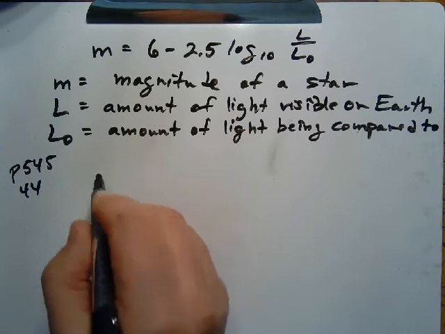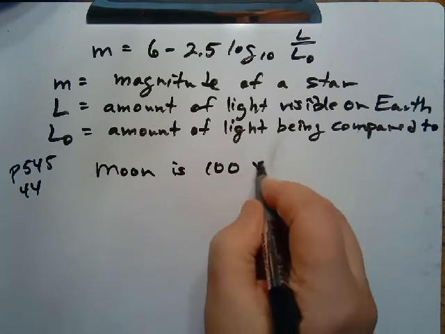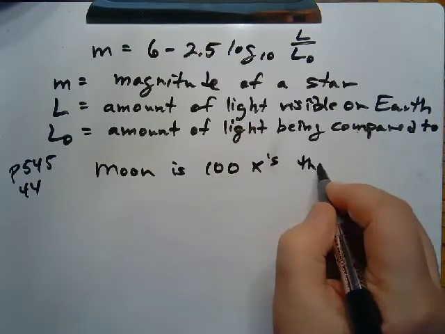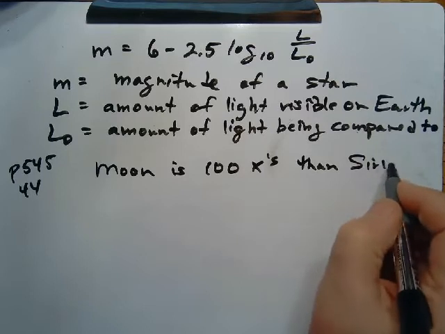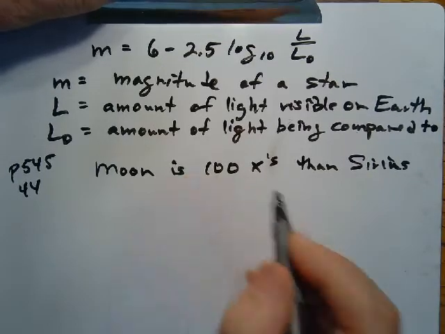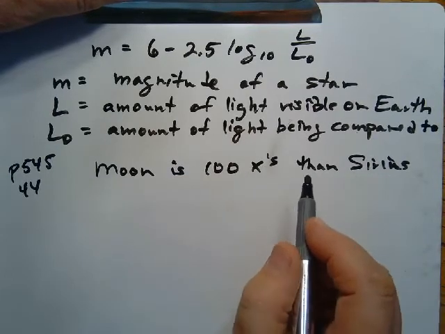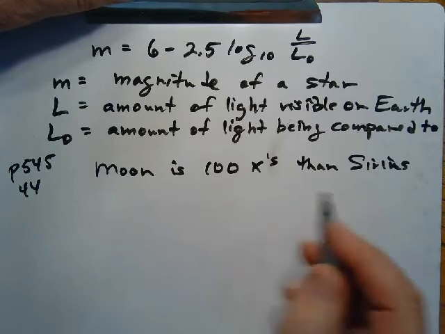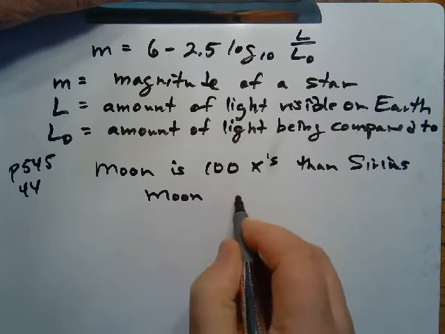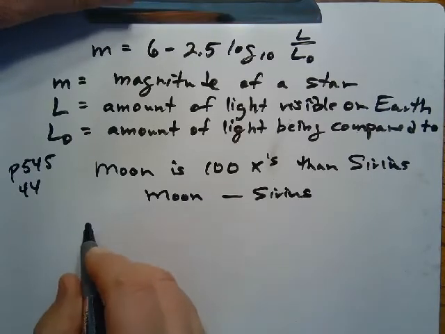It says over on the side that the moon is 100 times brighter than Sirius. Okay, it's 100 times brighter than Sirius. This is a serious problem, I want to tell you. So if it's 100 times brighter, and they're asking for the difference, well, the difference means we're going to subtract. We're going to subtract the magnitude of the moon minus Sirius. Okay, so here we go.